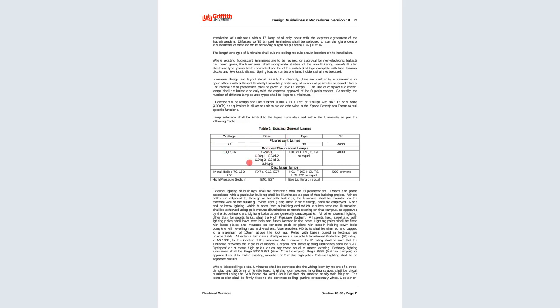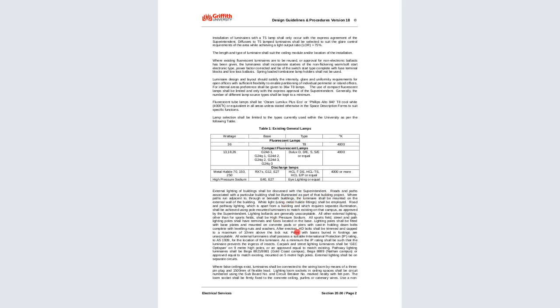Now we have the wattage. For the fluorescent, if it uses 36 watts, that is T8, and this is the temperature in Kelvin. Now these normal energy savers, fluorescents that normally come, some of them are coiled, some of them are strips. We have different types of them. Then we have the metal halide discharge lamps also. External lightings shall be discussed with the superintendent.